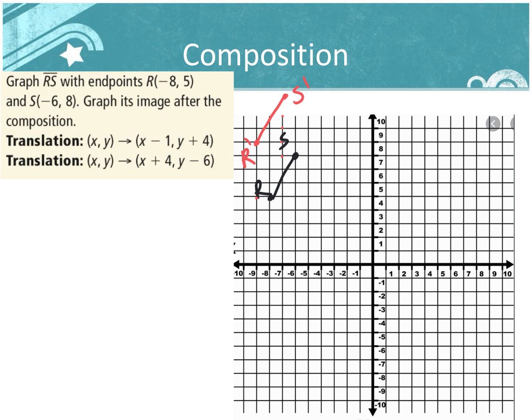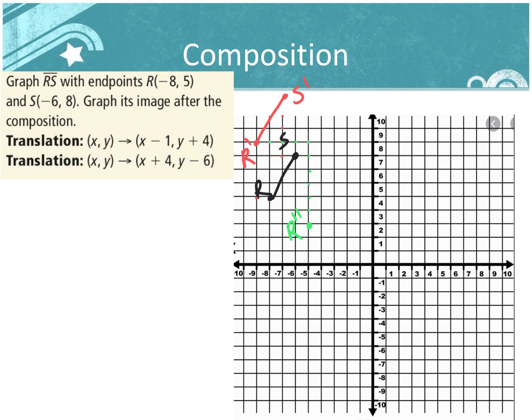And then from the first prime to the second prime, they're telling us we're going to move 4 to the right and then 6 down. I'm going to start with the R. 1, 2, 3, 4 to the right and then 6 down. 1, 2, 3, 4, 5, 6. So we get R double prime.